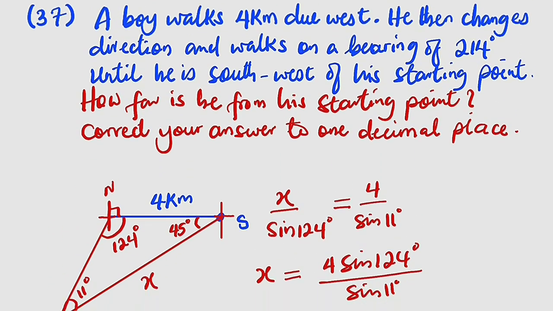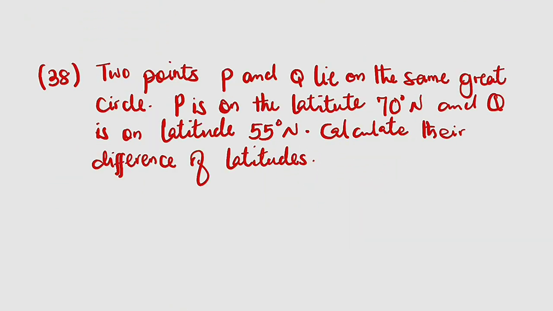Now let us move on to question number 38. Question number 38 reads: two points P and Q lie on the same great circle, talking about longitude. P is on latitude 70 degrees north and Q is on latitude 55 degrees north. We are asked to calculate their difference of latitude. You can see that both P and Q have the same direction because they are all in the northern hemisphere.